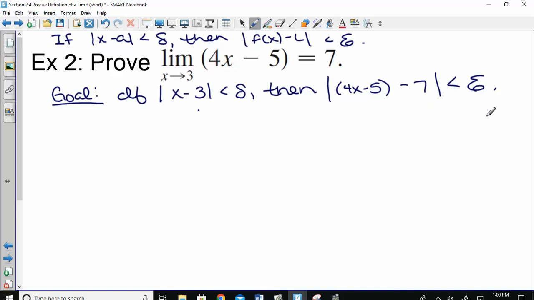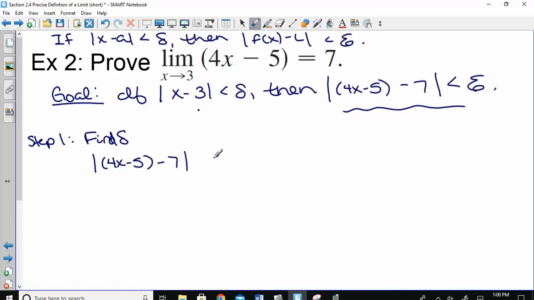So, that's our goal. It's what we have to accomplish. Step 1, we have to find the delta. And so we're actually going to work backwards here. I'm going to look at this statement. So the absolute value of 4x minus 5 minus 7 is less than epsilon. I'm going to start there.